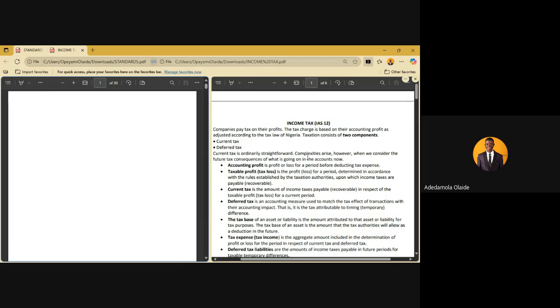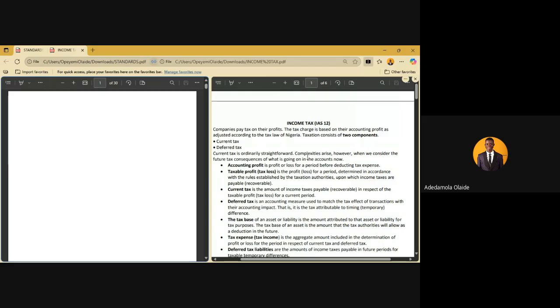While taxable profit or taxable loss is the one we calculate based on tax rules. Like where we take our accounting profit, we add back the disallowable expenses, we deduct our non-taxable income and the likes. That is what we call taxable profit, or taxable loss if it results in a loss. And it is on that basis we calculate our taxes.